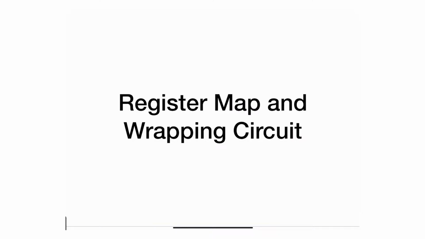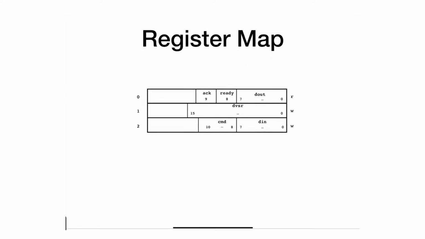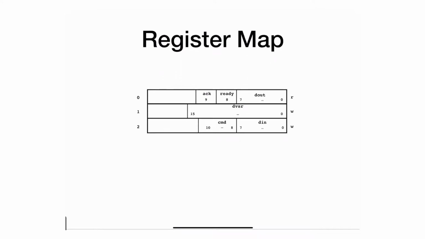We now continue developing the I2C core by wrapping an I2C master controller with a wrapping circuit so that we can plug it into the memory mapped I/O subsystem. So first we take a look at the suggested register map. So here's one in here.